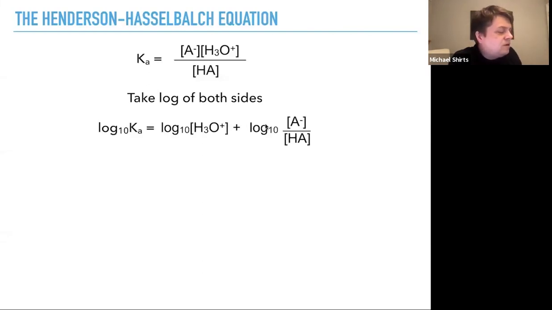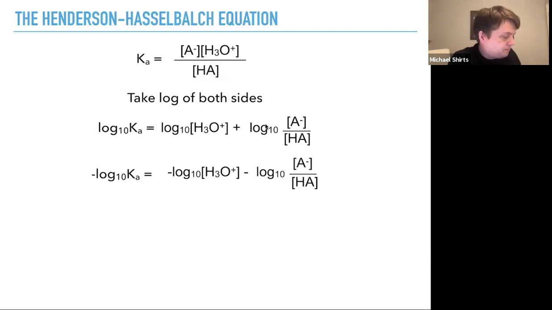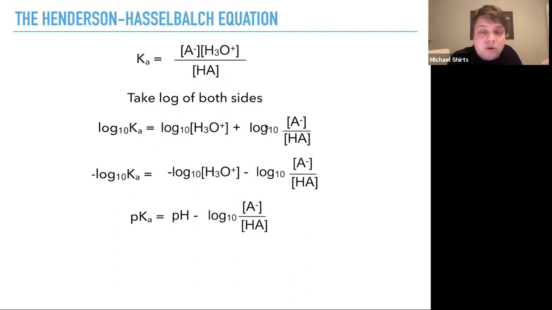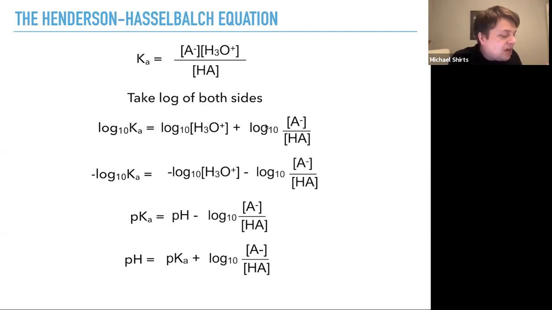Log10 Ka equals, and now we can write this: a log of a product becomes the sum of logs. So this is log10 H3O+ plus log10 of A- over HA. And we'll keep that ratio there. Well, multiply by -1 on both sides. And what we have then is the pKa is equal to the pH minus log10 of the ratio of A- and HA. Let's rearrange this a little and we get the pH is equal to pKa plus log10 of the ratio of the conjugate base to its acid.